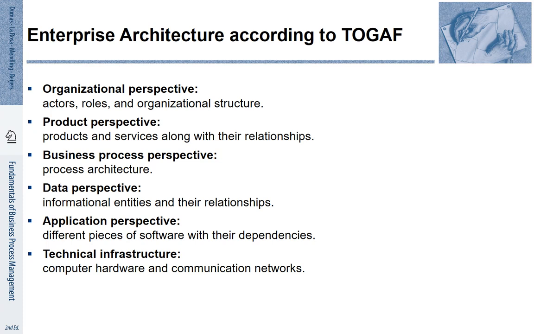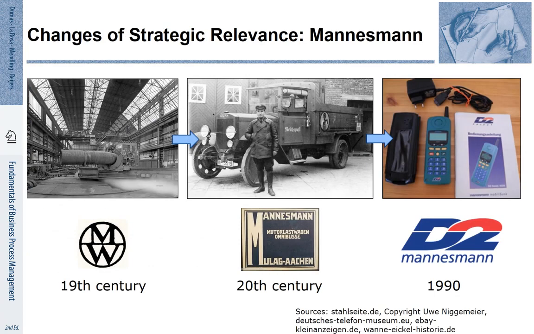All these different perspectives provide essential pieces of infrastructure for a company. And they are the underlying foundation upon which business processes operate. So why do we need to manage process architecture at all? Why is something like process identification important?